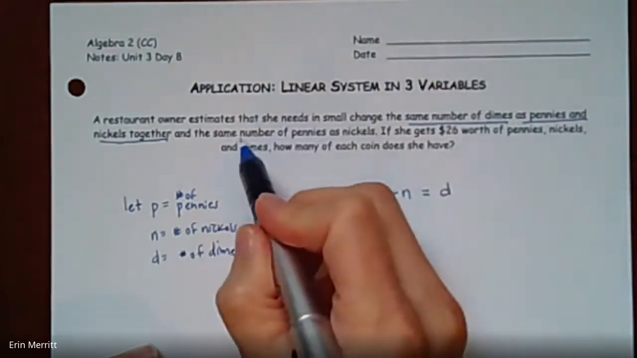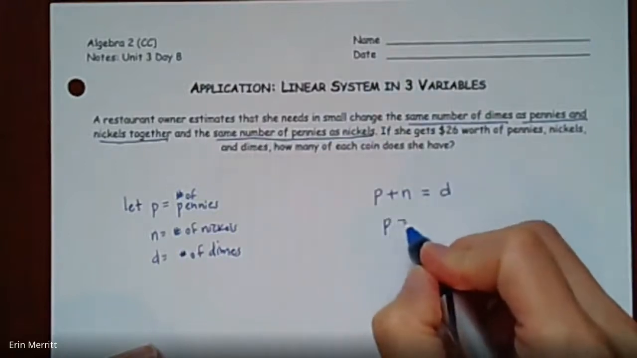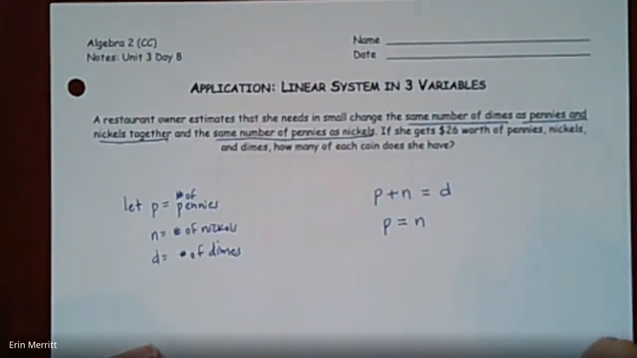She needs the same number of pennies as nickels. So number of pennies has to equal the number of nickels. That little equation right there, that's equation 2.